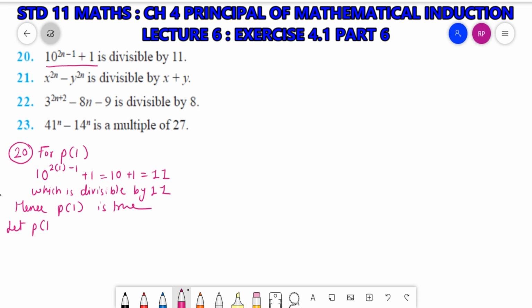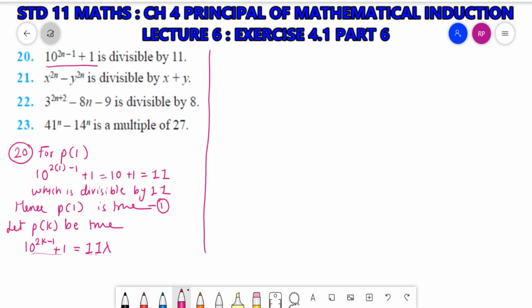Let P of k be true. So it will give us that 10 raised to 2k minus 1 plus 1 is divisible by 11, so I can write this as equal to 11 lambda. Okay, we have named this one 11 lambda. Now we are going to use this equation. How we are going to use that, we will see later.